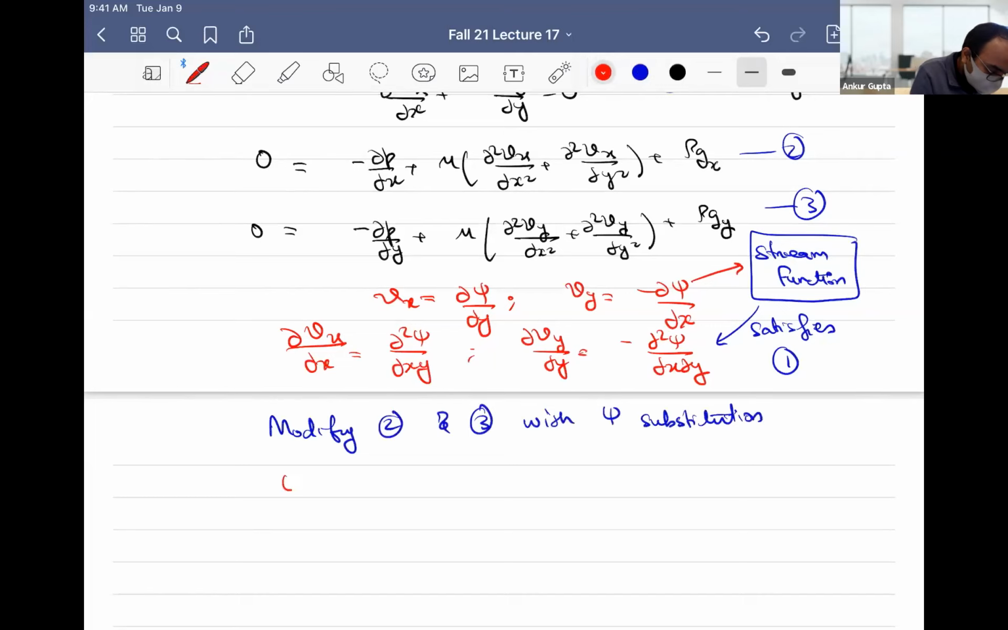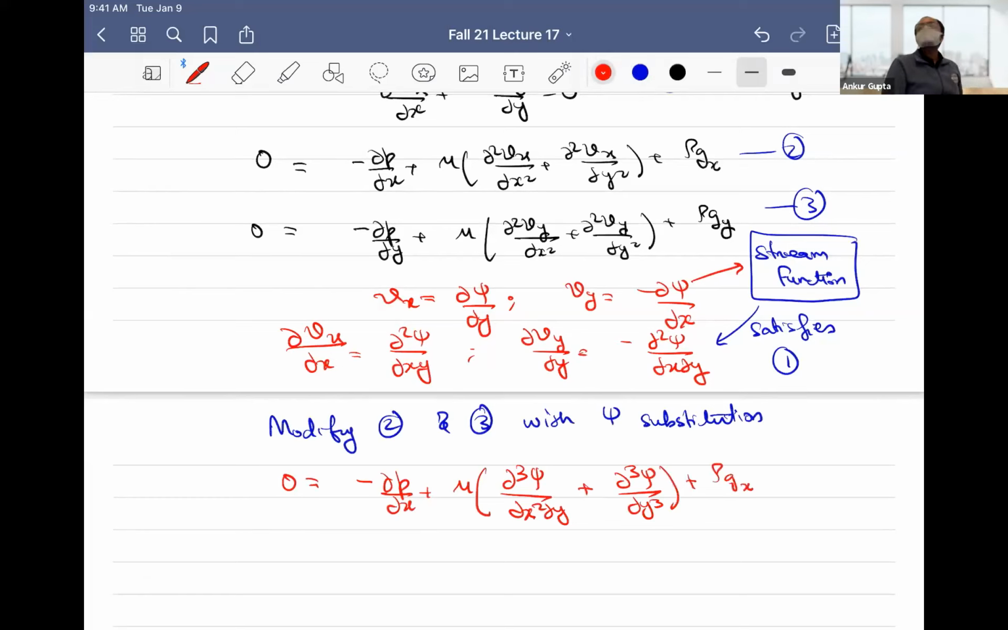And that will be 0 is equal to minus del p by del x. Now note that Vx is del psi by del y, and I'm taking a derivative 2 times, the derivative with x, so I'll get a del cube psi by del x square del y plus del cube psi by del y cube plus rho gx. Okay, that makes sense.